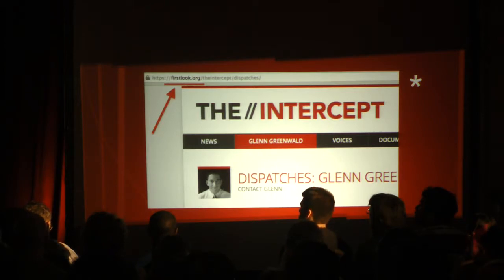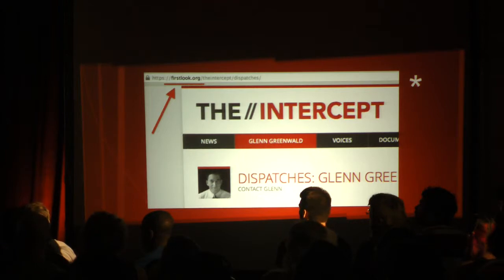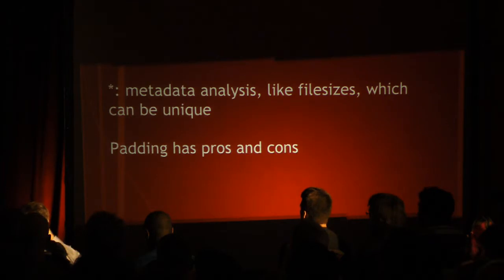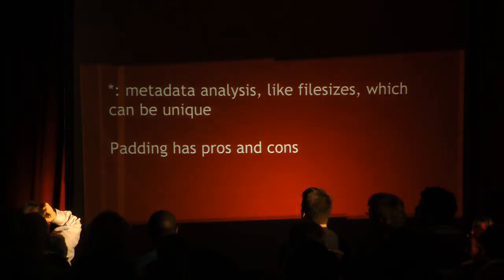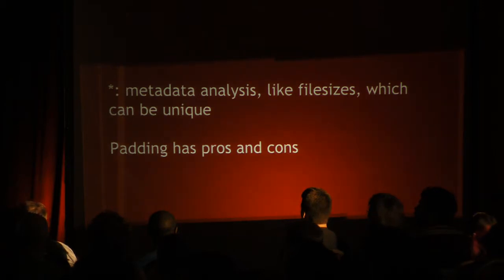So this is true for all sorts of sites. A big example is Wikipedia, of course. It means something different to be looking at Wikipedia than to be looking at an article on something in particular or inflammatory. But the big asterisk there is that it is still vulnerable to things like metadata analysis. So if each article has a distinct file size, then you can get around this by just measuring the size of the files that are being transferred, and you can know which article people are looking at.